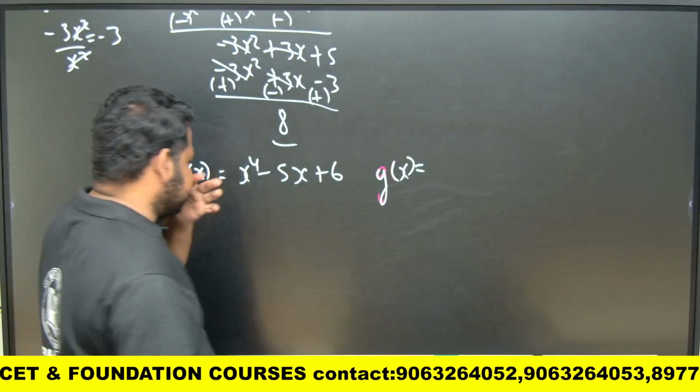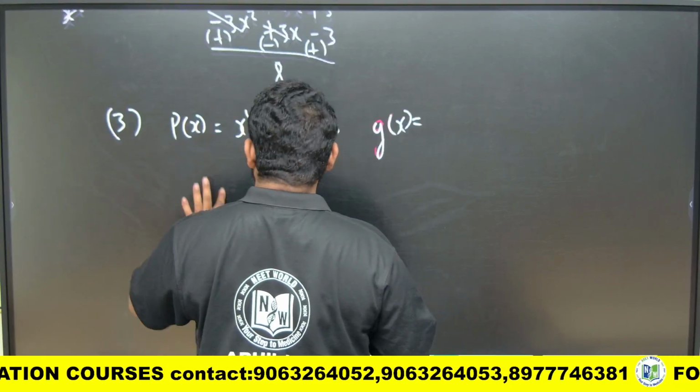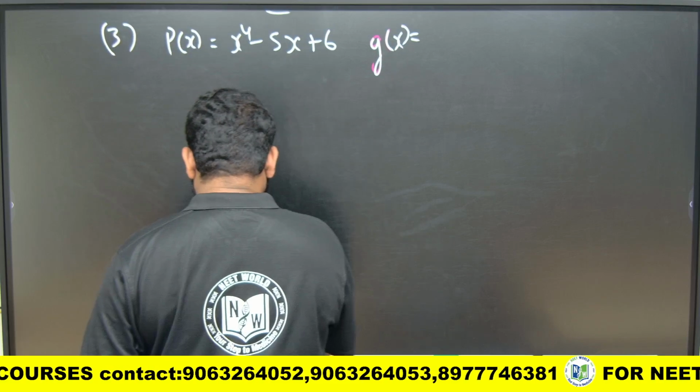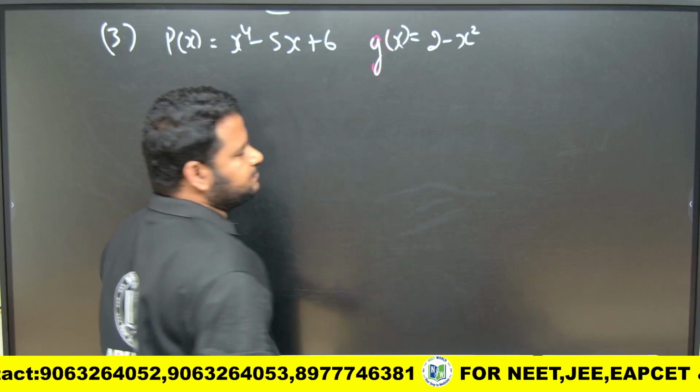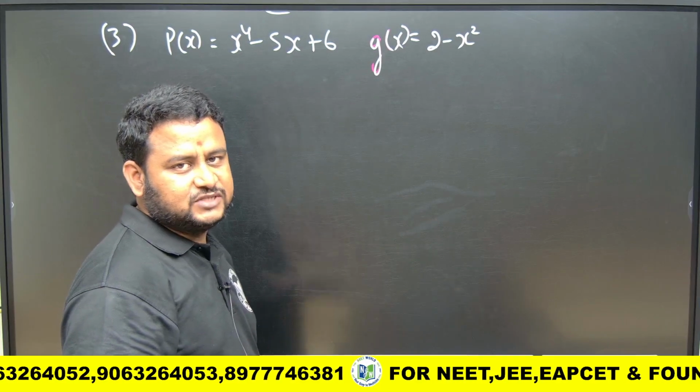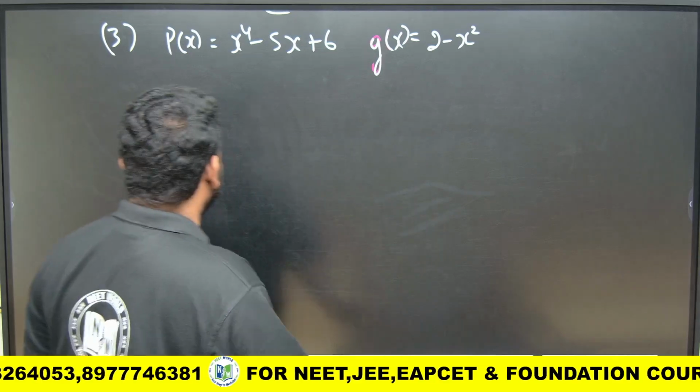2 minus x square is given. So what have they given, friends? They have given 2 minus x square. Always the highest term, that is x square, should come first, then x, then the constant term. Here 2 is given first, so we have to rearrange it. Let me rearrange and write it here.